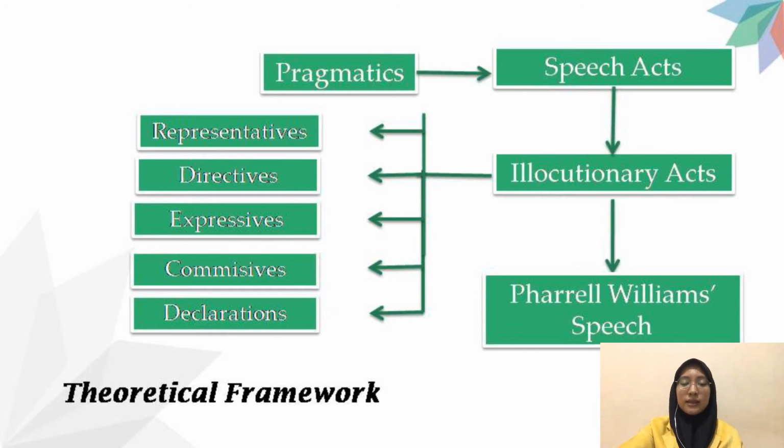The first one is representative. Representatives state what the speaker believes to be the case or not. It can be a statement of fact, assertion, description, and conclusion. And the second, expressive. Expressives are those kinds of speech act which state what the speaker feels. Expressives express psychological states of mind such as pain, likes, dislikes, sorrow, or joy.